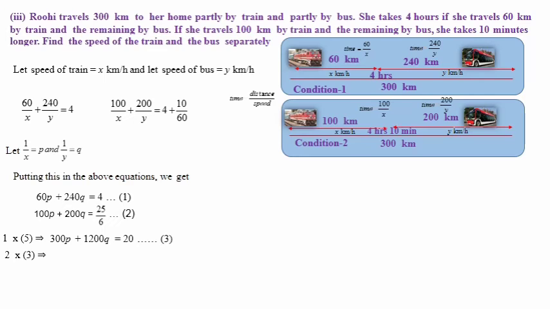Next, equation number 2, you multiply with 3. 100p multiplied by 3 gives 300p. Then 200 multiplied by 3 gives 600. Then 25 by 6 multiplied by 3 gives 25 by 2. Label it as equation number 4.